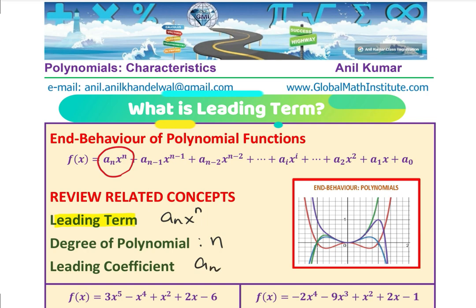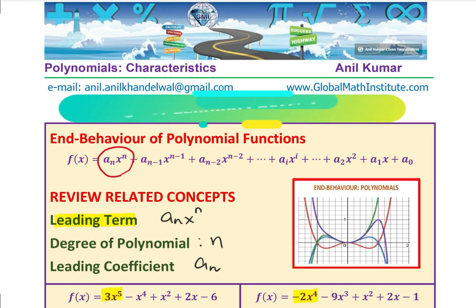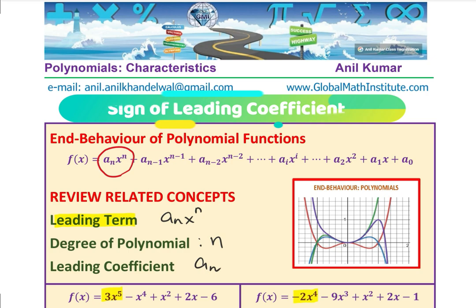To give you an example, here is a function 3x to the power of 5 minus x to the power of 4 plus x squared plus 2x minus 6. What is the leading term here? The leading term is 3x to the power of 5. In this case, as you can clearly see, the degree is 5 and the leading coefficient is 3. In the next example, the leading term is minus 2x to the power of 4. So you can see in the second example that the leading coefficient is negative, and in the first, the leading coefficient is positive.